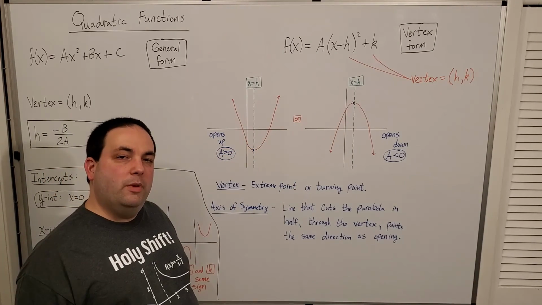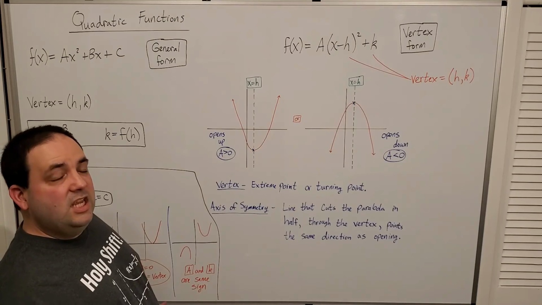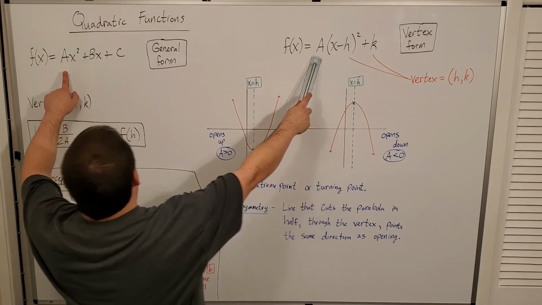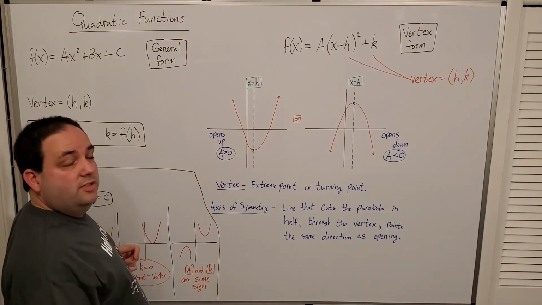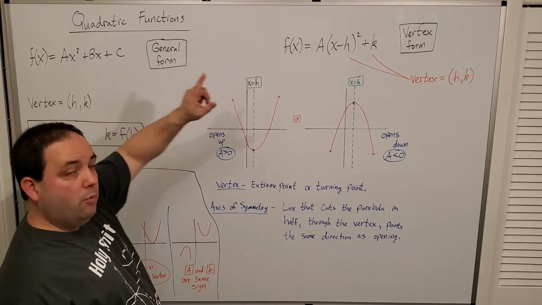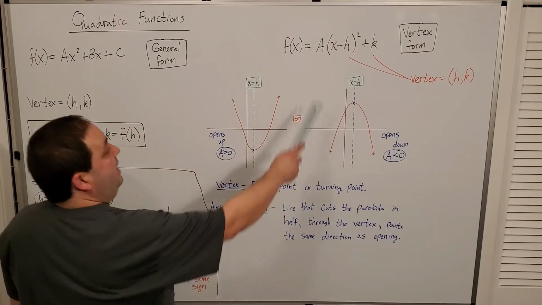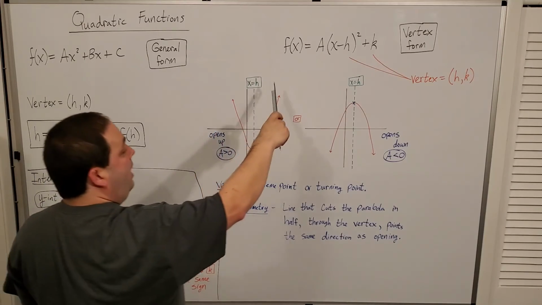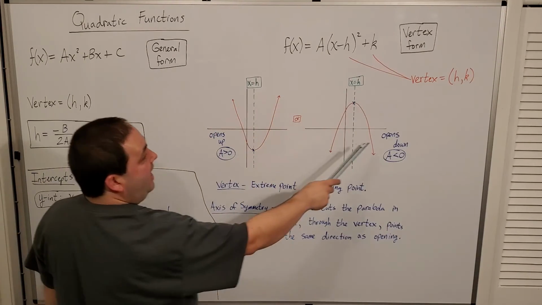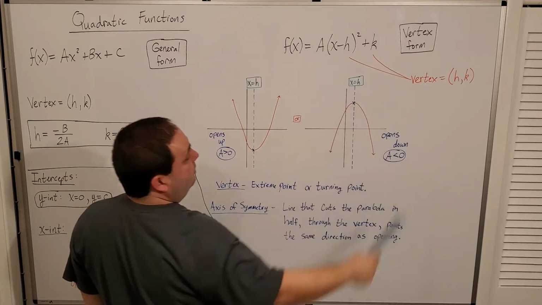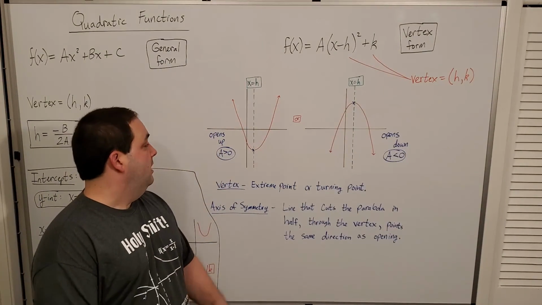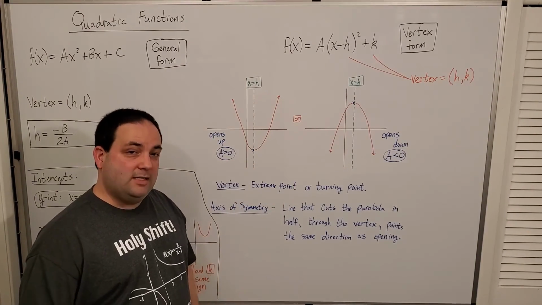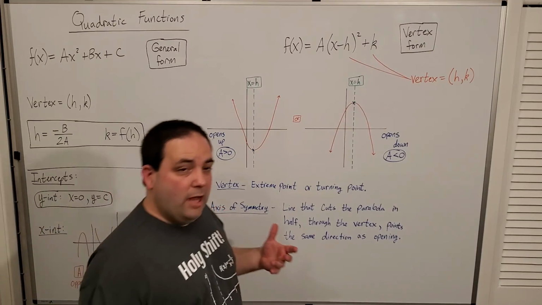Now remember, the way we determine if the parabola is facing up or down is the number multiplied in front of the squared. Notice I have capital A here and here. That was not an accident, nor is it a coincidence. Those two numbers in both formats will be the same. If A is positive, then your parabola will be facing up. If A is negative, then your parabola will be facing down. If it's facing up, your vertex is a minimum. If it's facing down, your vertex is a maximum. So how do I find that vertex?